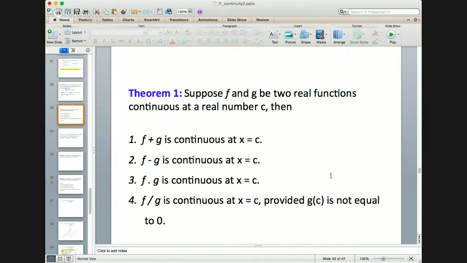From there, we are also looking at an extension of this little result, which gives very important and useful theorems. If two functions f and g are continuous at a real number c, then their sum, difference, product and the quotient, provided the value of g at c is not 0, are also continuous at the point c. This is one theorem which will come in handy as we go along.